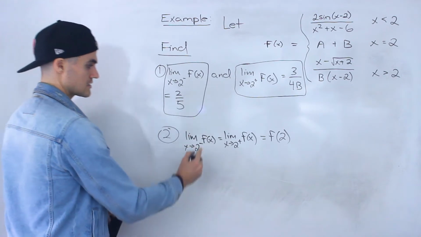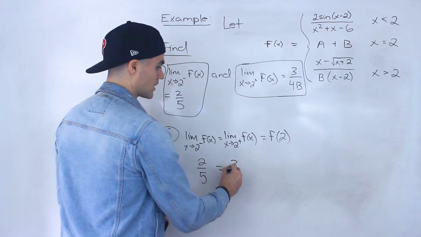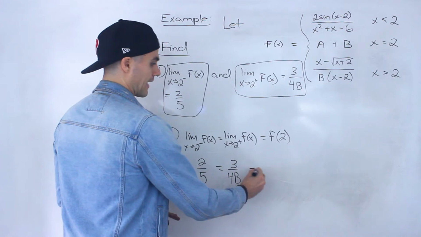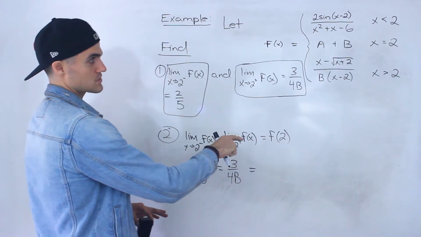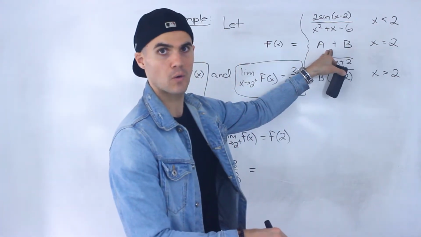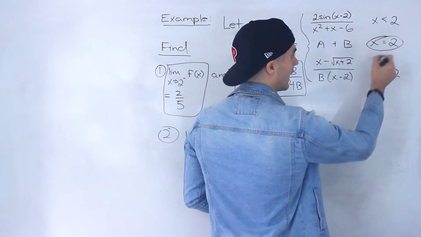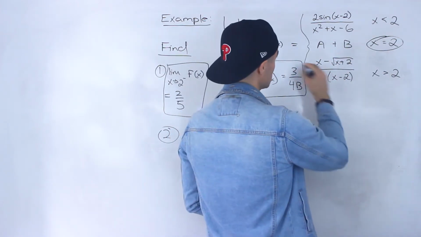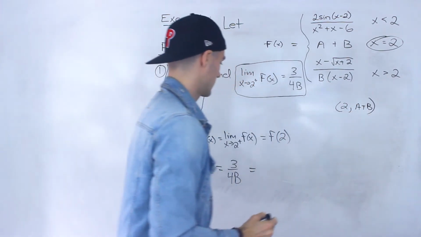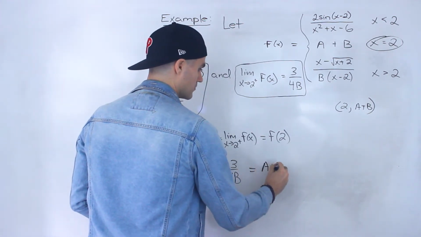So we know this is equal to 2 over 5. We know this is equal to 3 over 4b. And we actually know what f of 2 is as well, because notice that this function at an x value of 2, that's the corresponding y value, a plus b, right? This is just a single point because it's only defined at a single x value. So this function actually has a point 2 and a plus b, like that. So this has to equal that, which has to equal a plus b.